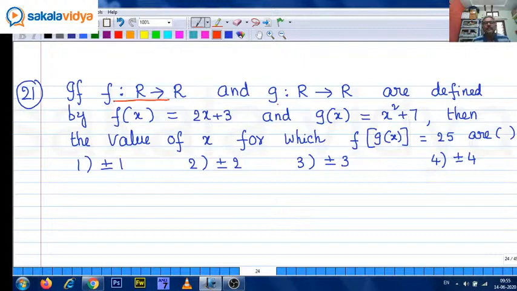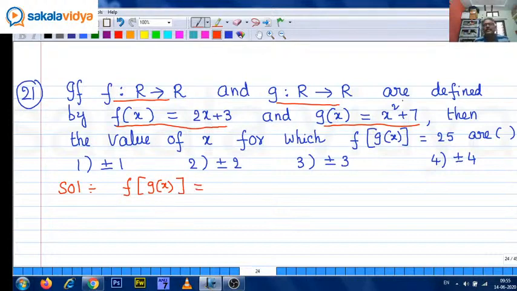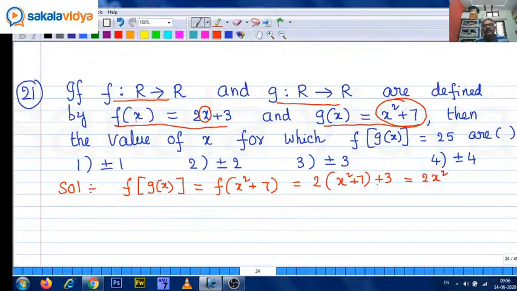Okay, f maps R to R, g maps R to R are defined as f of x equals 2x plus 3, g of x equals x square plus 7, and f circle g of x is equal to 25 given, and then we need to find x. Don't worry, here x is any valid real number. That's why it possesses the solution. So first, let us find f of g of x. In the place of g of x, replace x square plus 7. Now in the place of x in f of x, substitute x square plus 7. 2 times x square plus 7 plus 3. This we get 2x square plus 17.